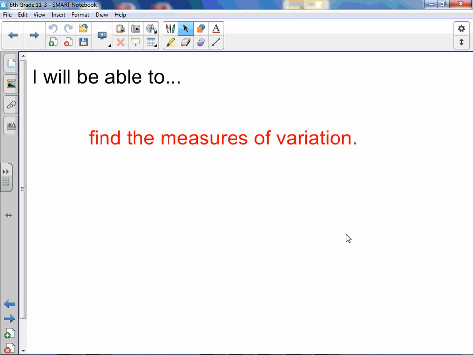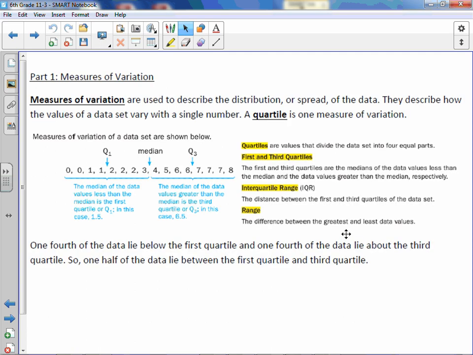Chapter 11, Lesson 3, Measures of Variation. You will be able to find the measures of variation. Measures of variation are used to describe the distribution or spread of the data. They describe how the values of a data set vary with a single number. A quartile is one measure of variation.